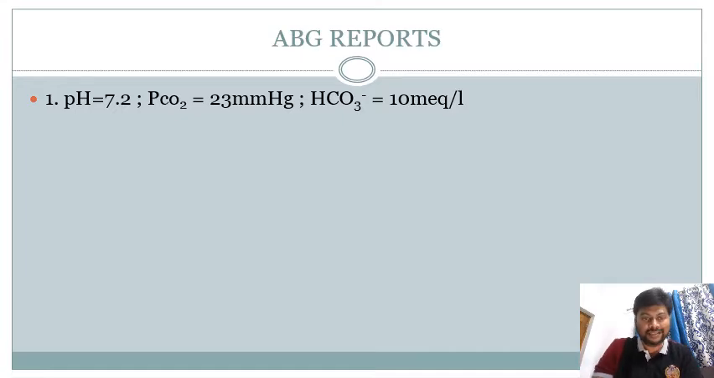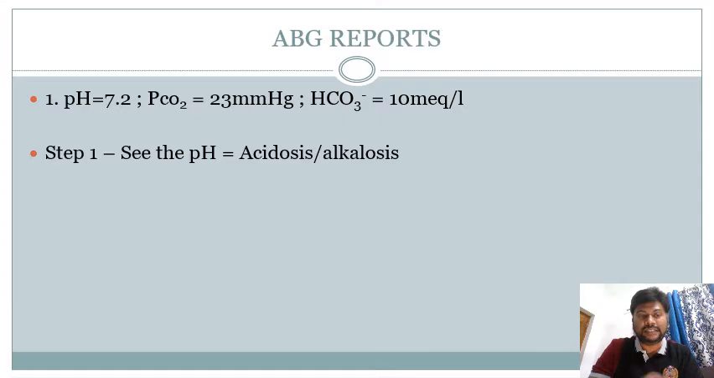In this, first you should see the blood pH. That is step one. Just see the pH and identify whether it is acidosis or alkalosis. What is the normal pH? I said it is 7.4. Anything less than that we call acidosis. Anything more than that we call alkalosis.